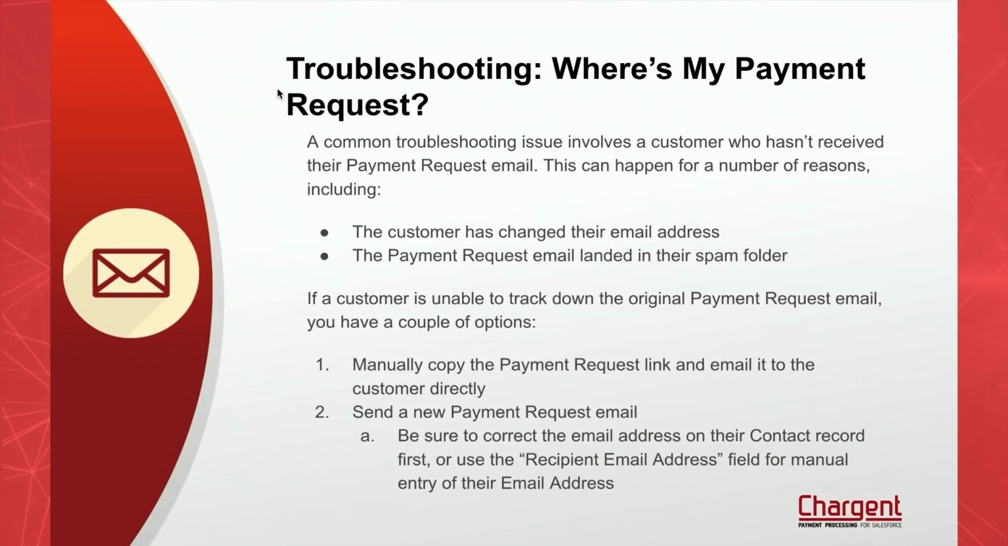So that's your troubleshooting steps, right? If they're looking for their payment request and you've confirmed that it's not in their spam folder, and you've confirmed that their email address is good, then pop into the order, go to the payment request in the related list, check that link to make sure it works, and then send that link to them if it works. If it doesn't work, generate a new one, and you're good to go.